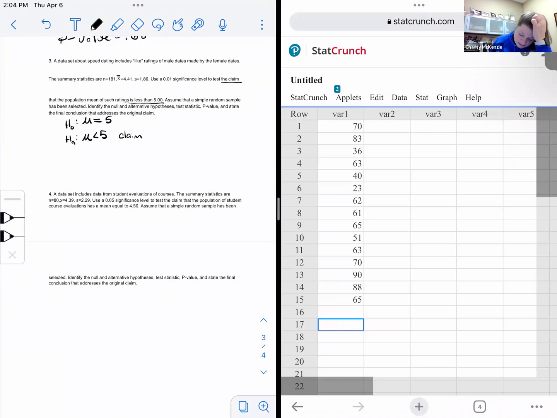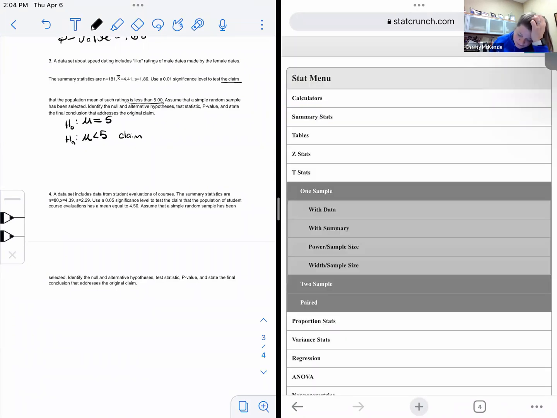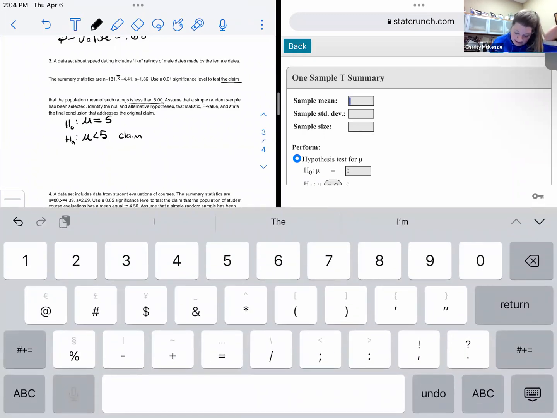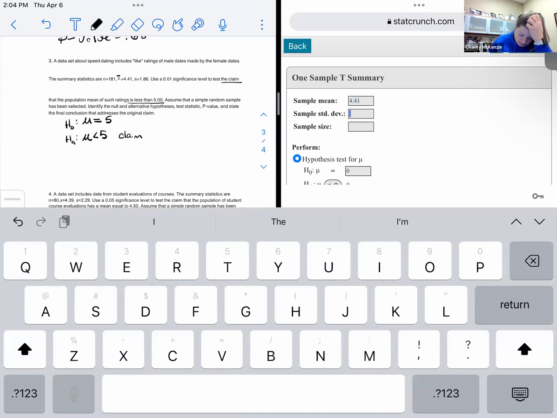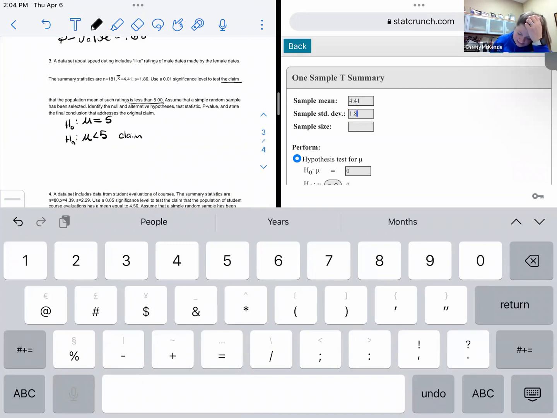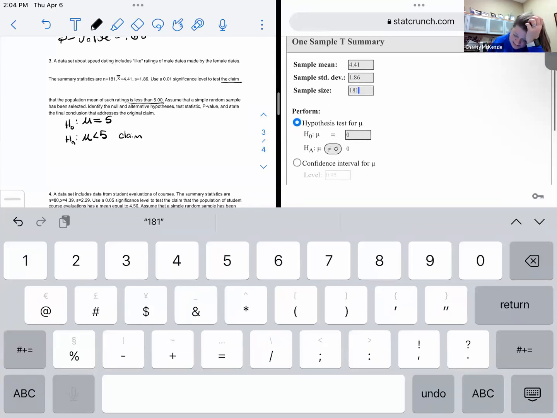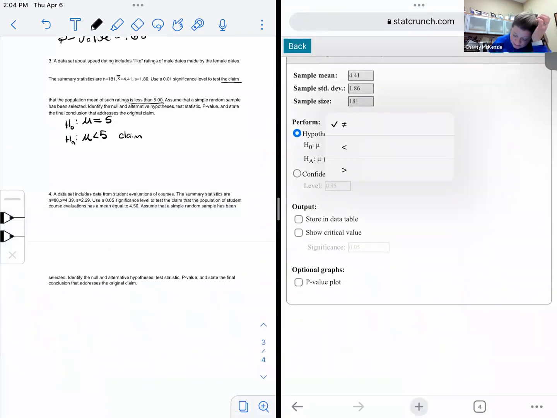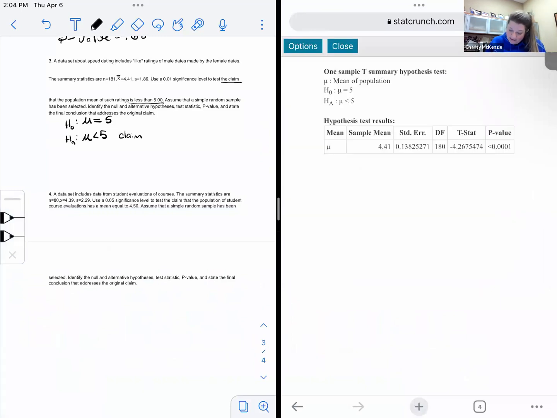This time, I'm just going to ignore that data. I'm going to use summary in my T and put in the data I have. The mean was 4.41. The standard deviation is 1.86. And the sample size is 181. Then we're testing against a rating of 5, and we're testing, oops, not greater, less than. Hopefully I put everything in correctly.